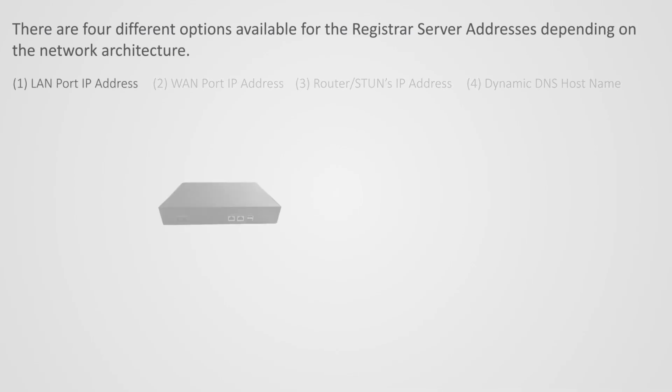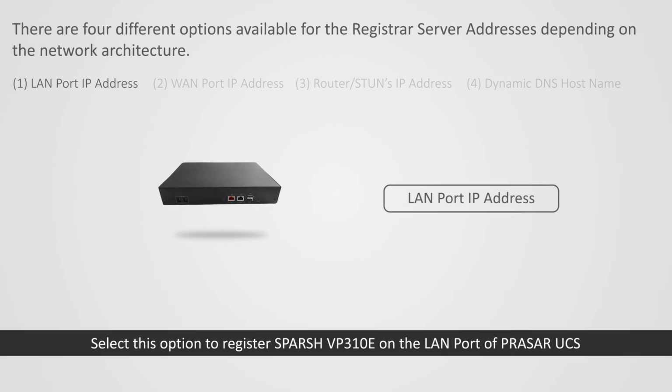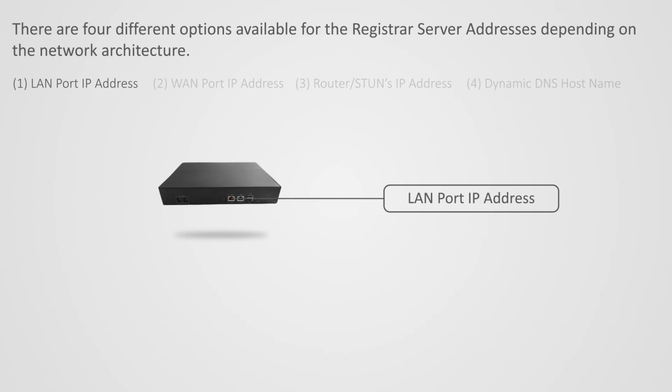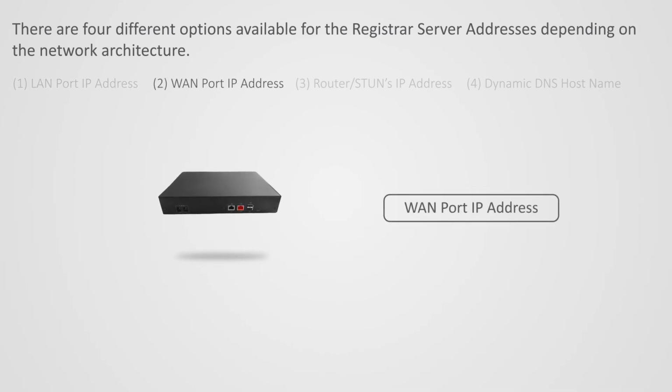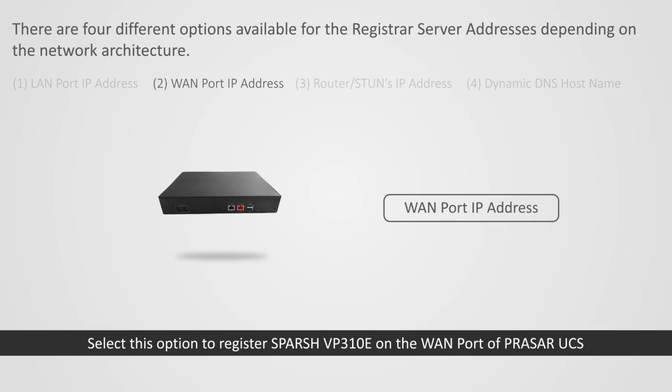First, LAN port IP address. Select this option to register SPARSH VP310E on the LAN port of PRASAR UCS. Second, WAN port IP address. Select this option to register SPARSH VP310E on the WAN port of PRASAR UCS.